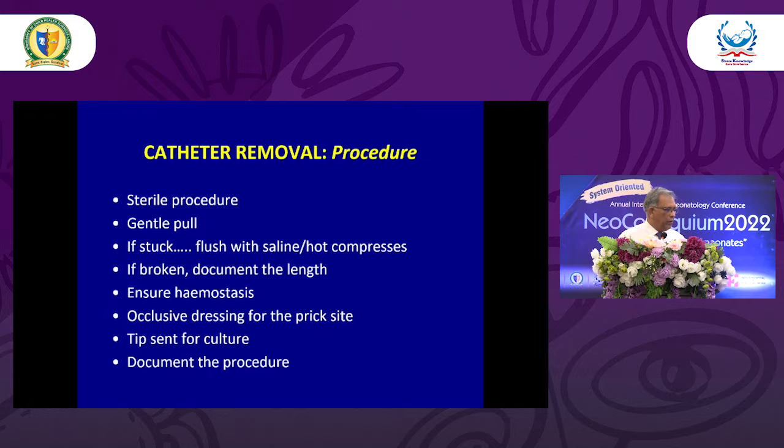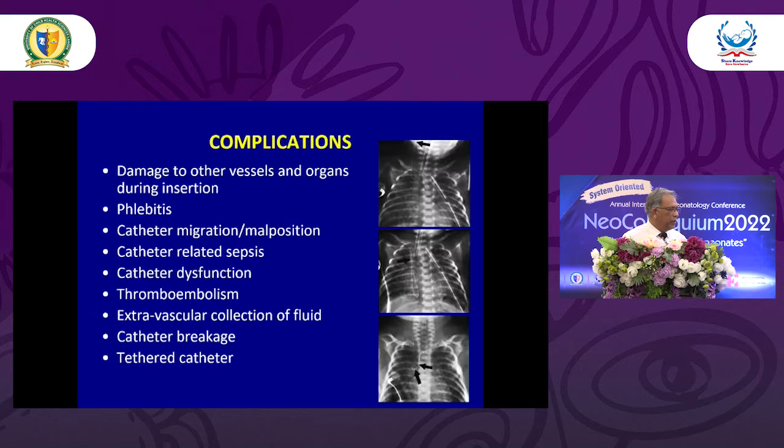If it gets broken, you must document the length which comes out. Ensure hemostasis and apply an occlusive dressing for the prick site. The tip is sent for culture, but nowadays you may not send the tip for culture. Even the blood culture is enough, and the procedure needs to be documented.